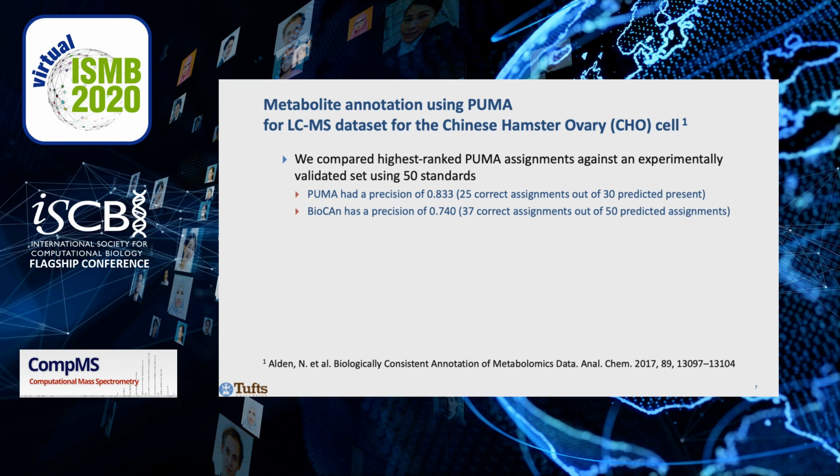BioCAN predictions were experimentally validated for 50 predicted annotations against chemical standards. A subset of 37 out of 50 compounds were confirmed present based on the standards. Thus, BioCAN's precision on this dataset was 0.74. PUMA's precision for this set is 0.833. PUMA achieves a significant additional improvement of 0.093 over BioCAN. PUMA thus has high precision, returning substantially more relevant results than irrelevant ones.